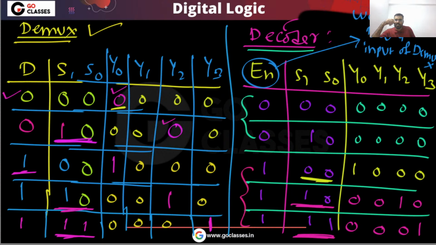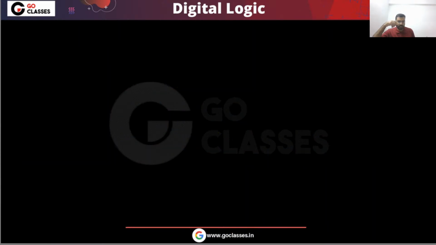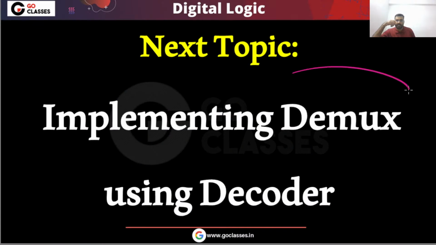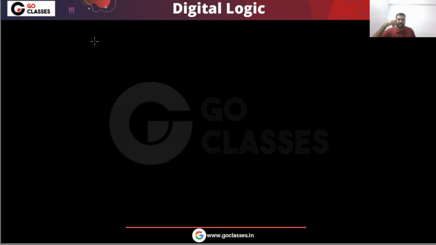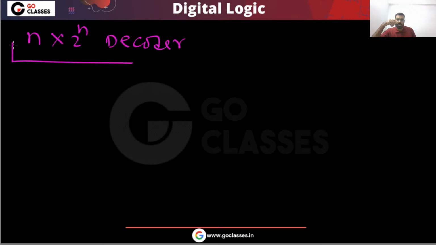Okay, this is working as the data input of the DeMux. Is this understood? Does anyone have any doubt in this? Let me know. So this is what I am saying, that you can convert a decoder into a demultiplexer very easily if you have a decoder. For example, if you have an n by 2 power n decoder.